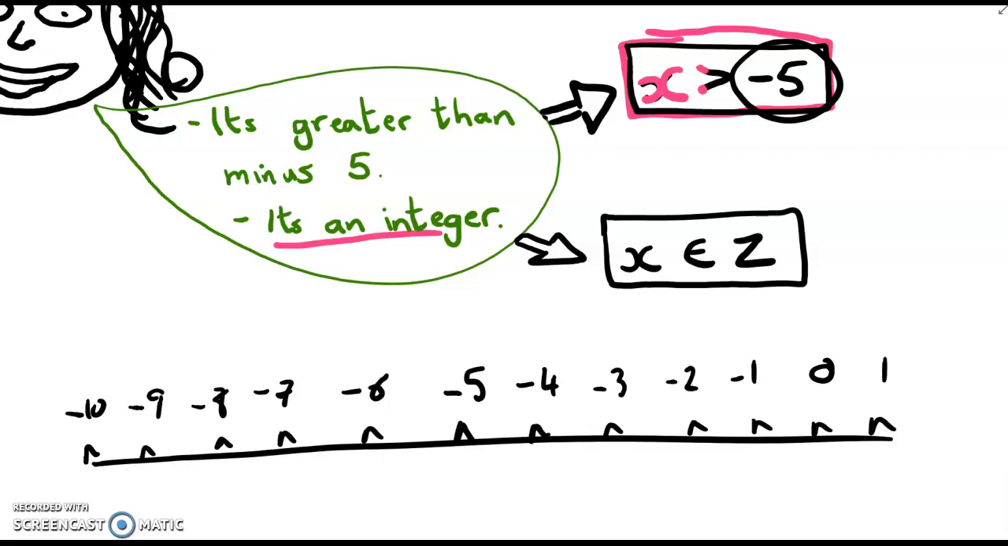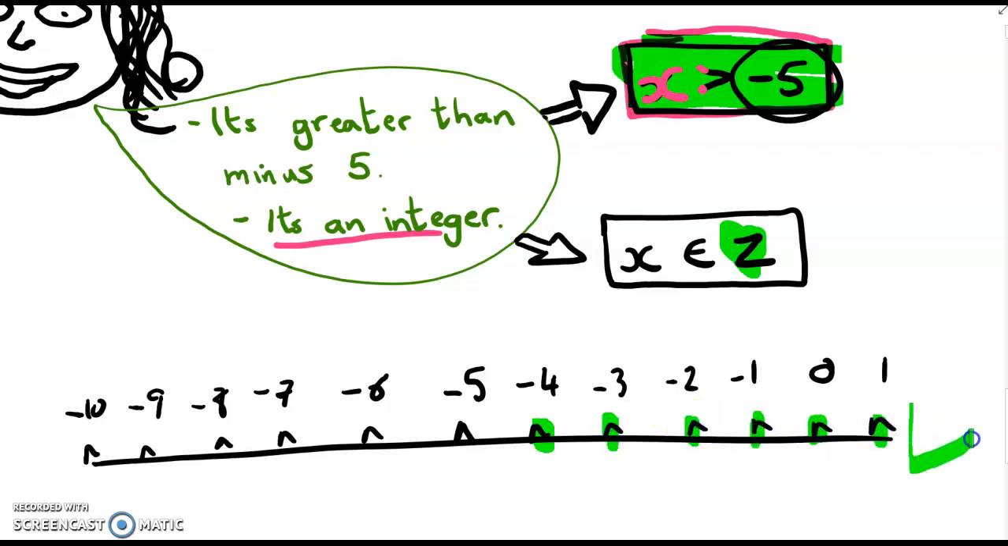So, it's greater than -5. It's greater than -5. And it's an integer. So what could it be? Well, it could be -4. It could be -3. It could be -2. It could be -1. It could be 0. It could be 1. It could be going on forever. So I put a little arrow in to show that it could be any number even further on. It's just that I don't have the time to draw it. It would take me forever.